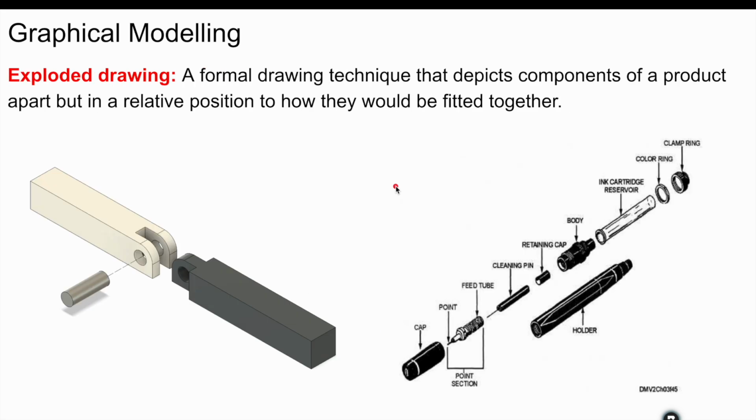An exploded drawing is a formal drawing technique that depicts components of a product apart, but in a relative position to how they would be fitted together. So this is that same knuckle joint, and you can see that this side of the knuckle joint is pulled out, and the pin is also pulled out. And it has this trail line right here that shows you where it would go. And then the same thing with this pin right here. It shows you how this pin fits together. So these are both exploded drawings.